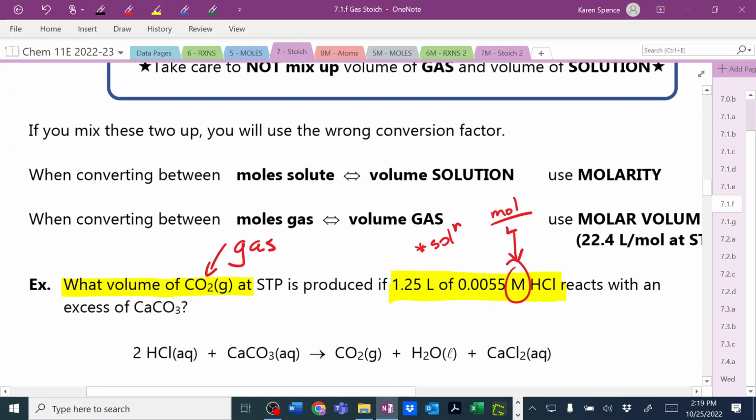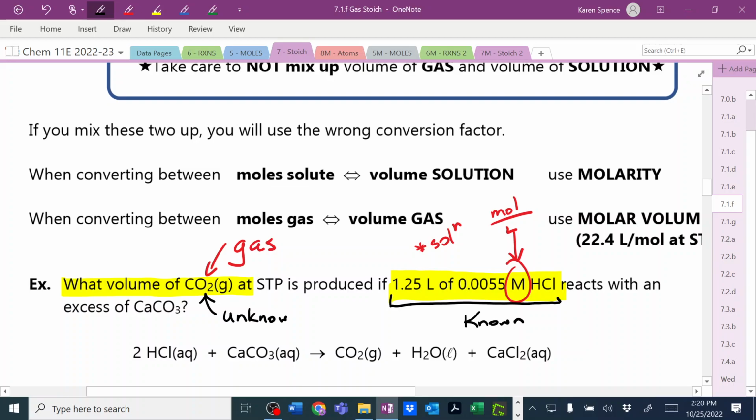In this particular question, who is the known and who is the unknown? HCl is the known, and our unknown is the CO2. So I think at this point you guys are good at finding moles of HCl. Am I correct? You want to try it? Or we're good? We're good, okay.